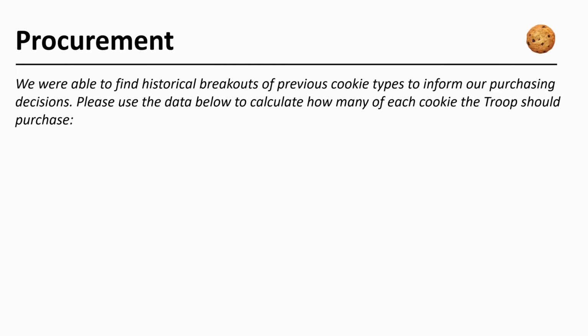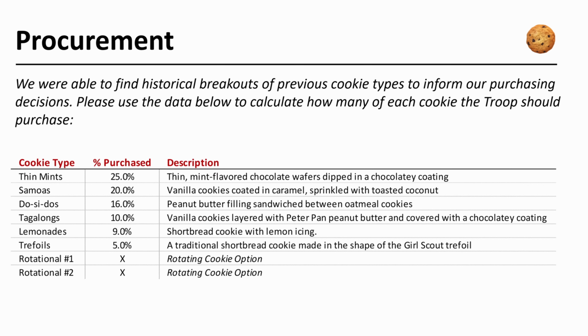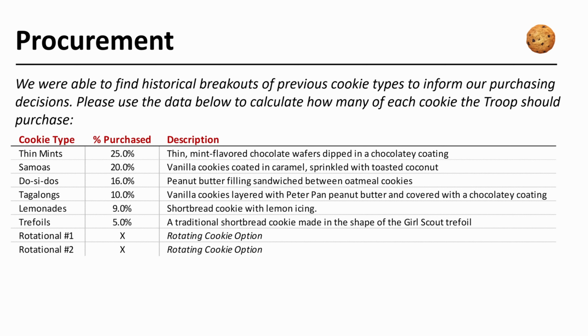We were able to find historical breakouts of previous cookie types to inform our purchasing decisions. Please use the data below to calculate how many of each cookie the troop should purchase. So we have received data that lays out the different cookie types, so Thin Mints, Samoas, all the way down to trayfuls, the percent that was purchased in previous years, and a description. This data is comprised of standard cookie types that are rolled out every year: Thin Mints, Samoas, Do-si-dos, Tagalongs, Lemonades, and trayfuls, and then 2 rotational cookies, which is a rotating cookie option, which we do not have data for.